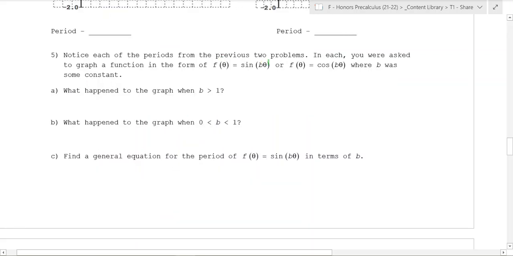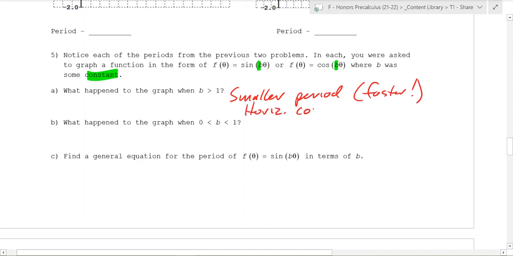So to sum up here, when you have f of x equals sine b theta, or f of x equals cosine b theta, where b is some constant, what happens to the graph when b is greater than 1? The function will be horizontally compressed. So it's a smaller period. It goes faster. If b is between 0 and 1, it's going to be a larger period. So it's going to be the opposite. It's going to be horizontally stretched.